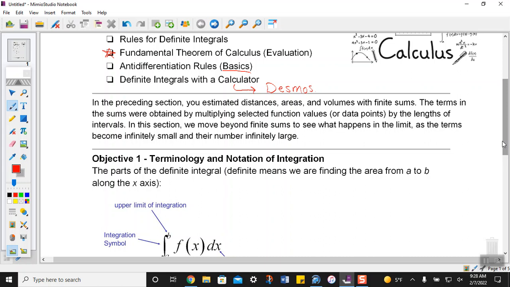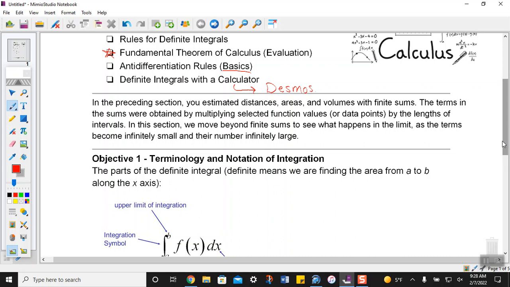It says the terms in the sums were obtained by multiplying selected function values or data points by the lengths of their intervals. Okay, this was the process of finding the sums of left and right hand intervals. In this section, we're going to move beyond finite sums to see what happens in the limit.